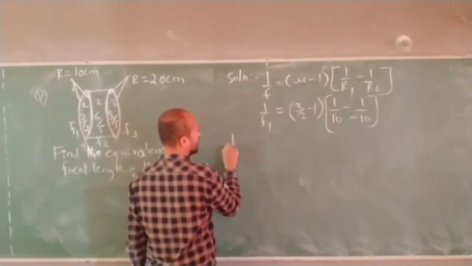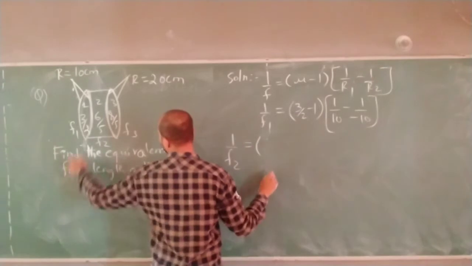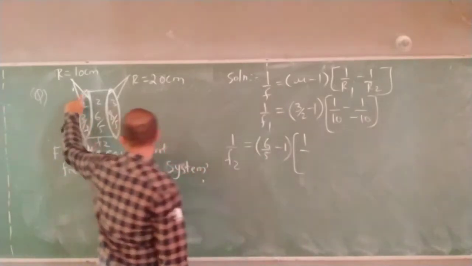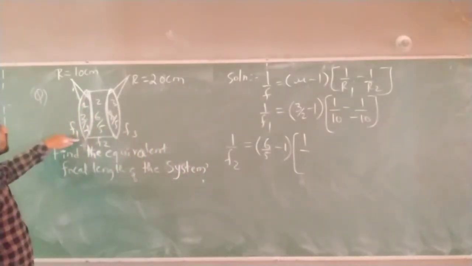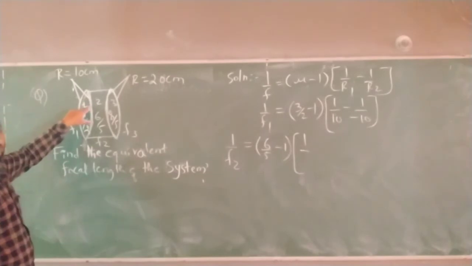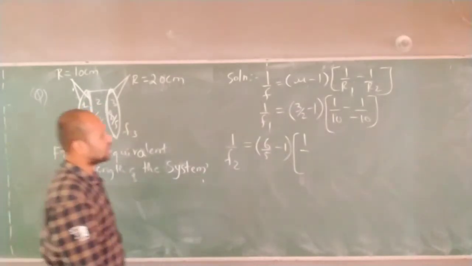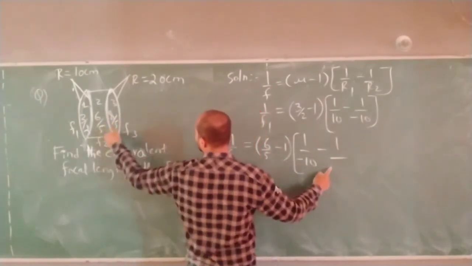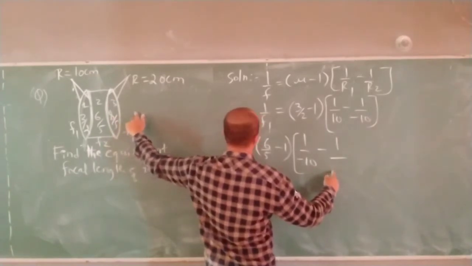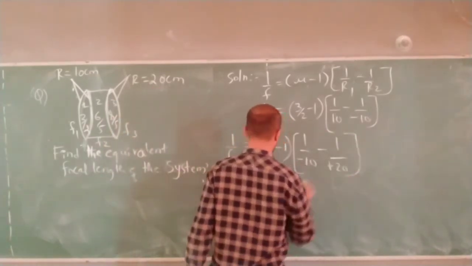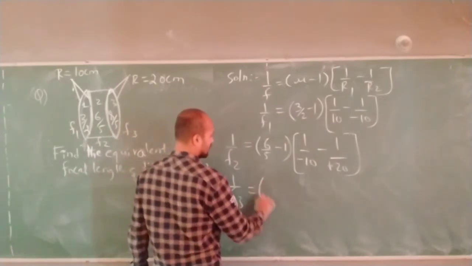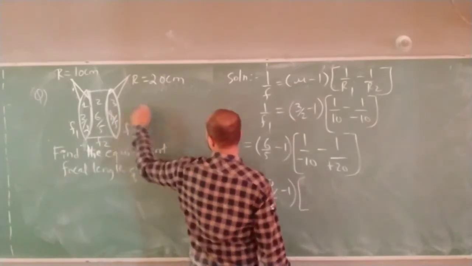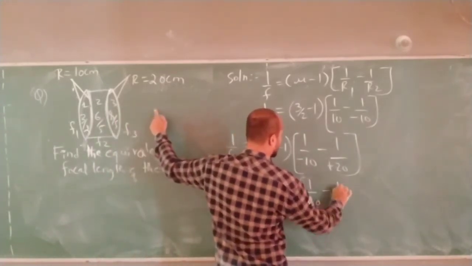For 1 by f2, it is the same thing. 6 by 5 minus 1 into the radius of curvature for the first surface of the concave lens, which is minus 10, and the second surface is plus 20. For 1 by f3, 8 by 5 minus 1 into the first surface, which is positive 20, minus of minus 20.